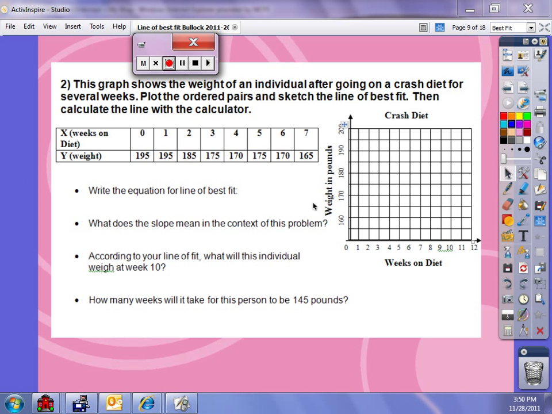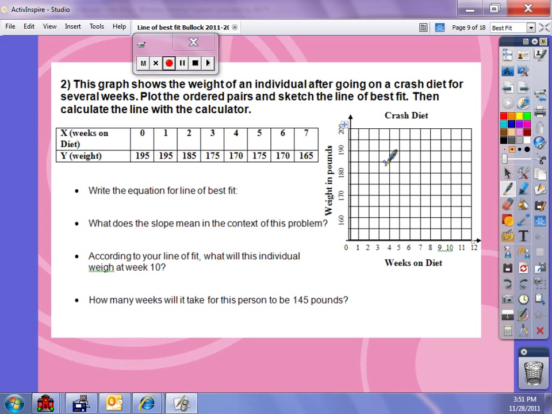Okay, in class today we talked about the line of best fit. Let's take a look at an example that we did in class. It says the graph shows the weight of an individual after going on a crash diet for several weeks. Plot the ordered pairs and sketch the line of best fit, then calculate the line with the calculator. So in class, you guys plotted these and drew your sketch of your lines.